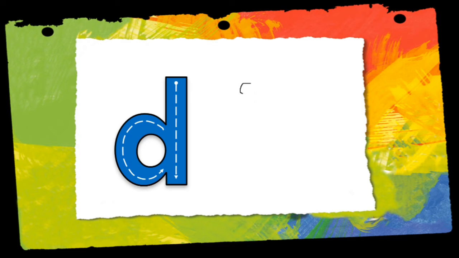Curve and a standing line is small letter D. Once more, children. Curve and a standing line is small letter D.